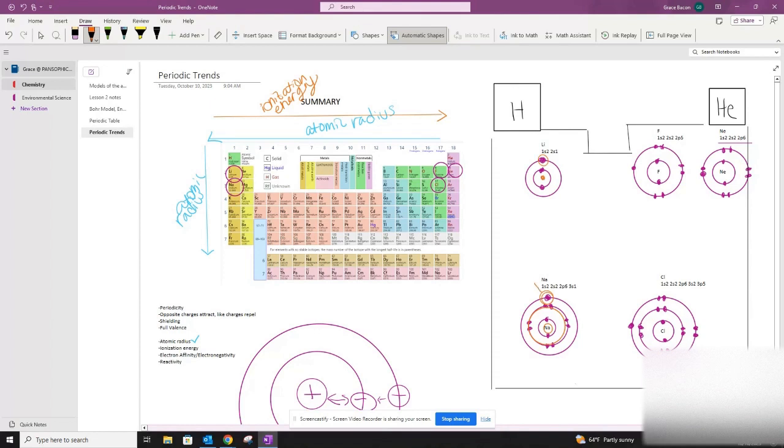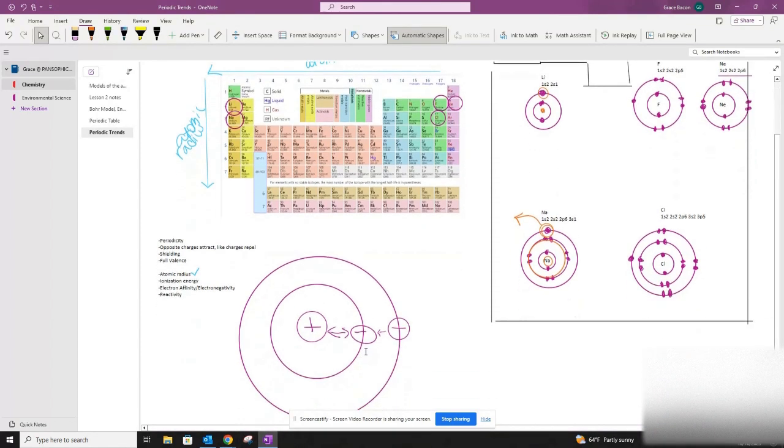And so it's easier to let go of that, the same way it would be easier to pull off, if I compare, let's think about our magnets again. So it's going to be easier for me to take away this electron, this is like sodium, than it's going to be for me to take away this electron.